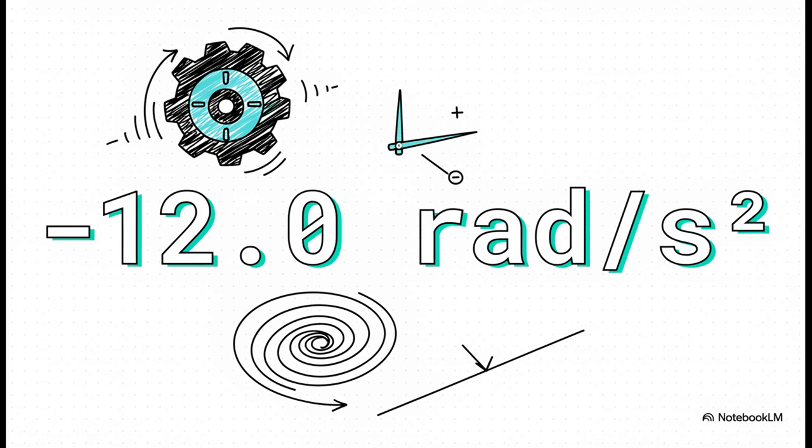Now notice something interesting here. That is double the average acceleration we found earlier. This is a perfect example of why it's so important to distinguish between an average over a whole trip and what's happening at one specific point.